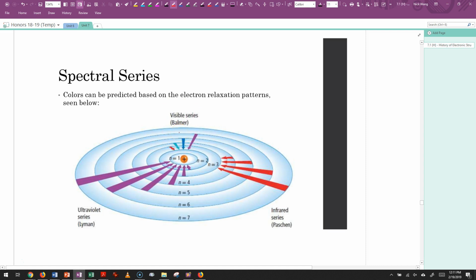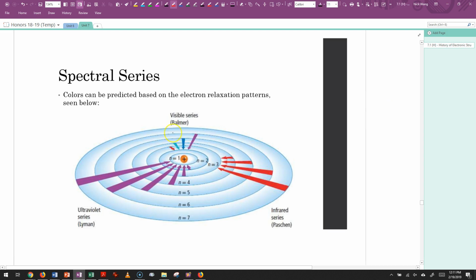Basically, what this diagram is showing is that if an electron starts off wherever it starts off, but ends at n equals 1, it's going to be some form of ultraviolet radiation. When the electron relaxes down to n equals 1, it's going to release some form of ultraviolet light. It doesn't matter if it starts from n equals 7, n equals 6, or n equals 5. If it relaxes down to n equals 1 directly, it's going to release ultraviolet.